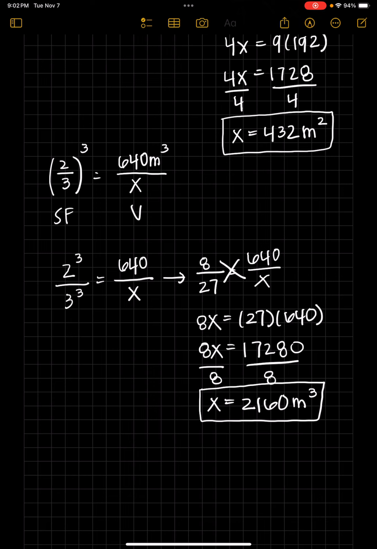So this last example was a little bit harder just because it took a couple of extra steps, but just remember that scale factor is a comparison of shape to shape. When you find scale factor, you have to compare surface area to surface area, volume to volume, or side length to side length. And then if you want to use a scale factor to find a surface area or a volume, you have to square it for surface area and cube it for volume. And that's how we use scale factor.